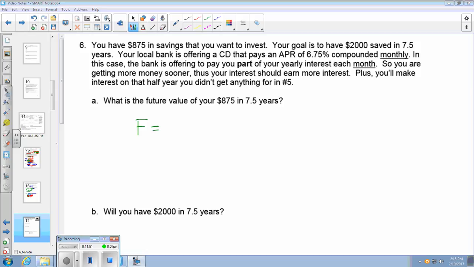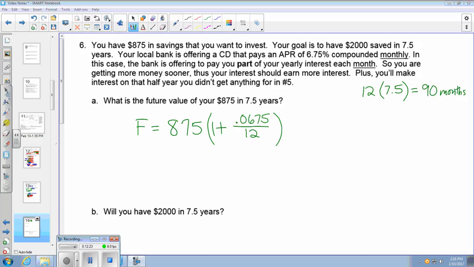Well, our future value is going to be $875 times 1 plus, and again, our interest rate, we're not going to get it every single time, but we're going to get a fraction of it. So if we get it spread out over 12 months, we'll get a 1/12 of it each time. And if it's done every month, that means it's going to be done a total of, let's see, there's 12 months per year. 12 times 7.5 years would give us 90 months during that time span. So up here, we're going to have 90 as our exponent. So it's telling us how many times the interest gets credited.